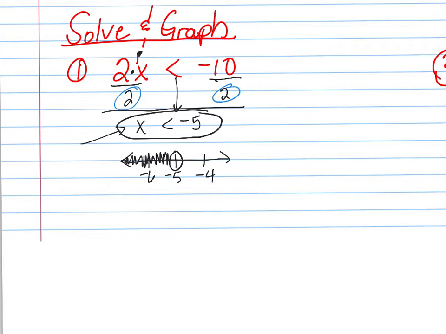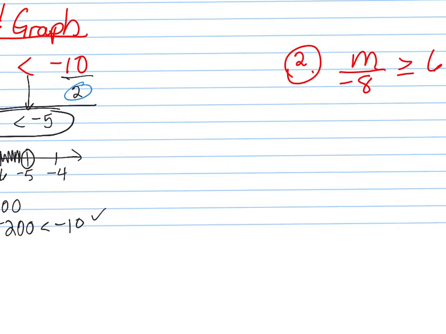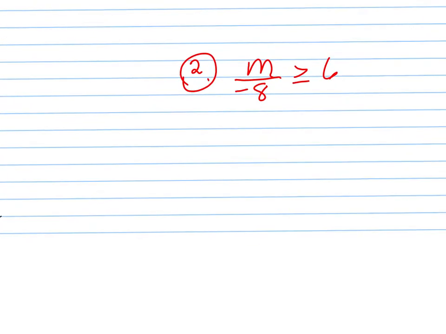Check one. Is negative 100 in that shaded region? Yeah, if I take negative 100 and I check it up in there, 2 times negative 100 is negative 200, isn't it? Is negative 200 less than negative 10? Yep, so it checks. So you always do 100? I always use a number that's way far away from it.